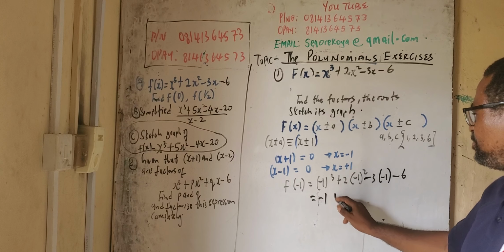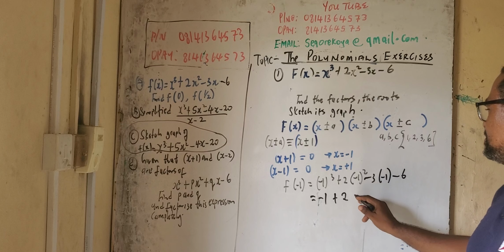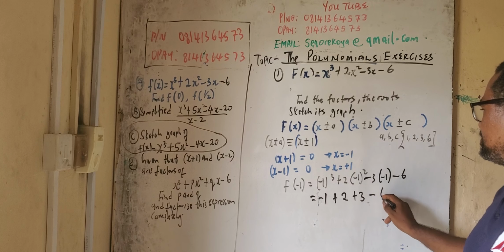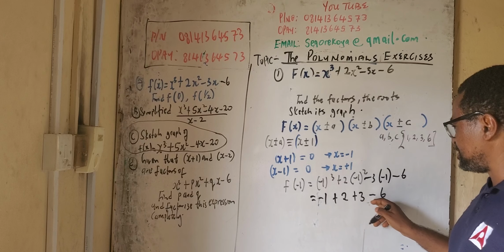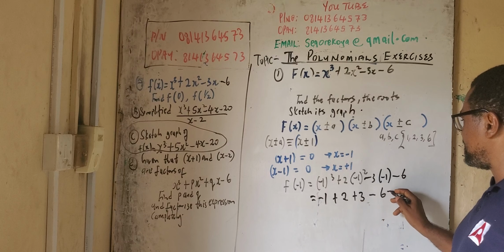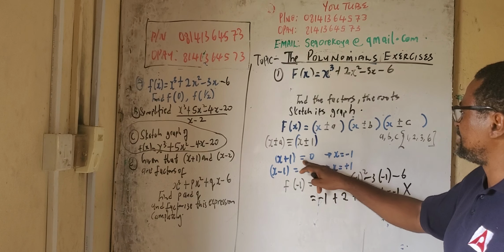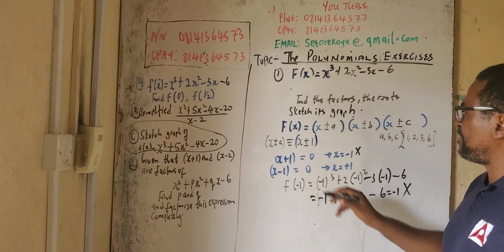Plus times plus gives me plus. 2 times 1 will give me 2. Minus times minus will give me plus. 3 times 1 will give me 3. Minus 6. Now here, 2 plus 3, that's 5, minus 6 gives minus 1. So my remainder here is minus 1. So that means this particular factor, x plus 1, is not a factor.